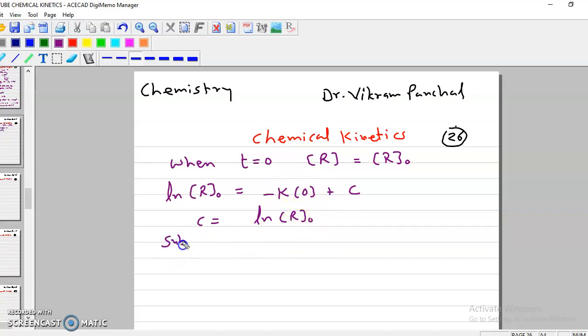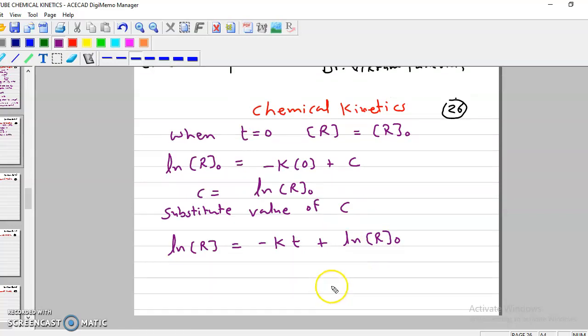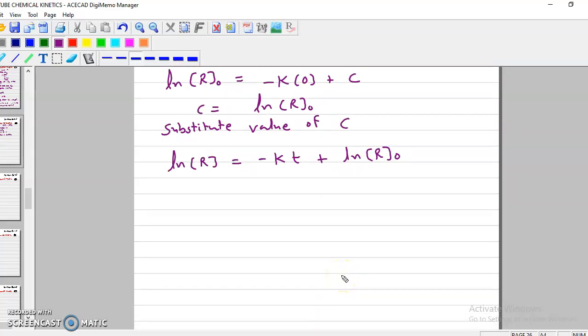Substitute the value of the integration constant C in equation 1, so that we write ln R is equal to minus kt plus ln R0, where R0 means the initial concentration. Okay, so R0 is the initial concentration and R is the concentration at time t.